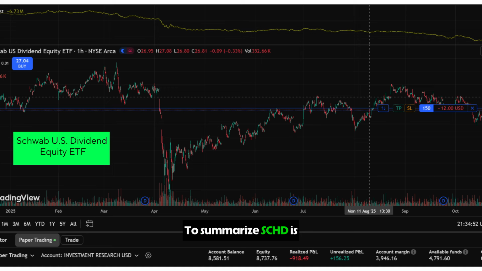To summarize, SCHD is a low-cost, well-structured dividend ETF that pays a healthy yield, offers dividend growth potential, and is easy to own for investors who want income plus the convenience of an ETF. The practical ways to make money are dividend income reinvestment, compounding, and total return over multi-year horizons. The best brokers for most investors are Schwab and Fidelity for their account features, DRIP support, and low-cost structure, but Vanguard, Robinhood, and Interactive Brokers all have valid use cases depending on your needs.